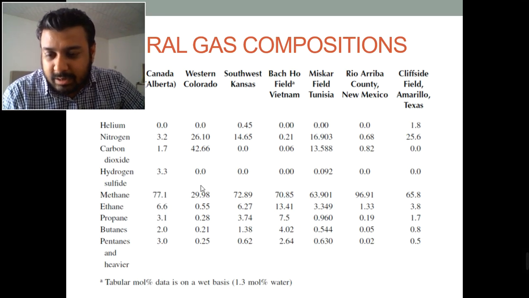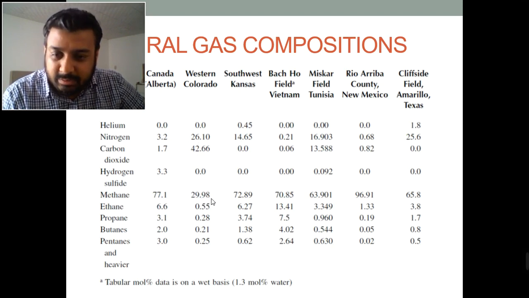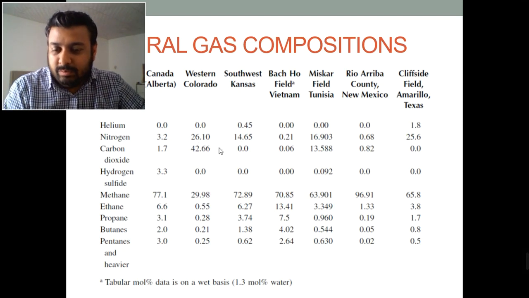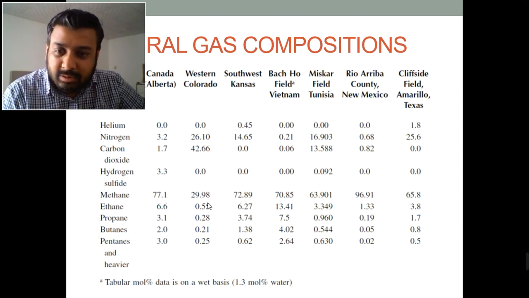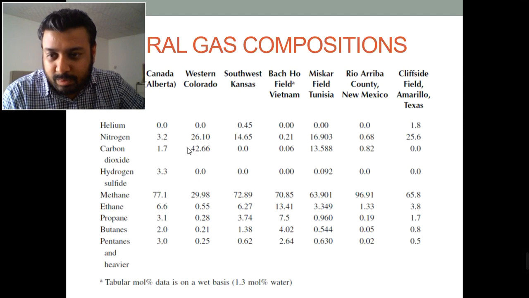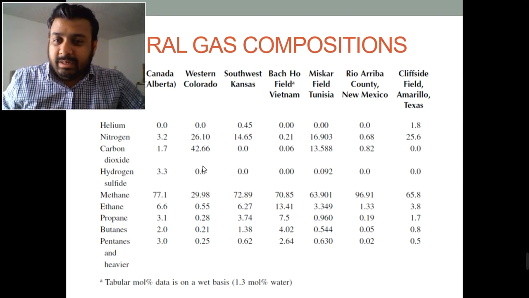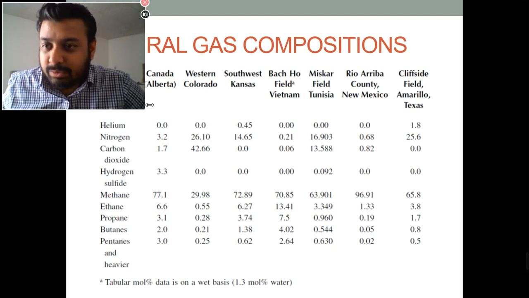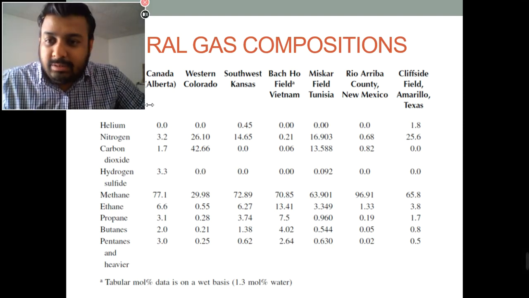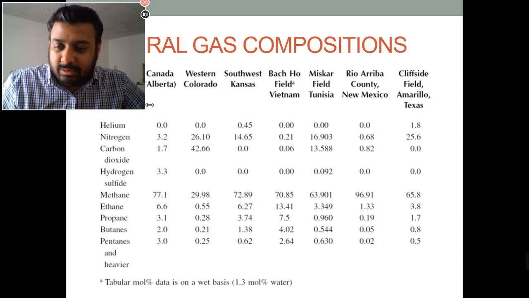For example, in the other one, Western Colorado, you can see the methane is only 29.98, you can say around 30 mole percent. But on the other side, it has a lot of CO2. So we have to remove this nitrogen and CO2, and they don't have H2S. So in this plant, we don't need to remove the H2S, because there's no H2S actually. So we design our plants based on the composition of the gas we are getting. That's the main objective.